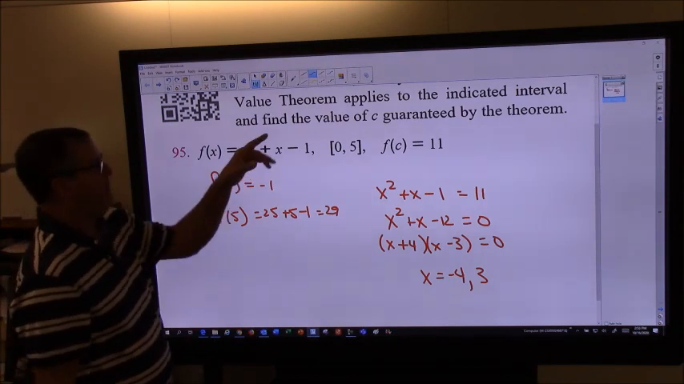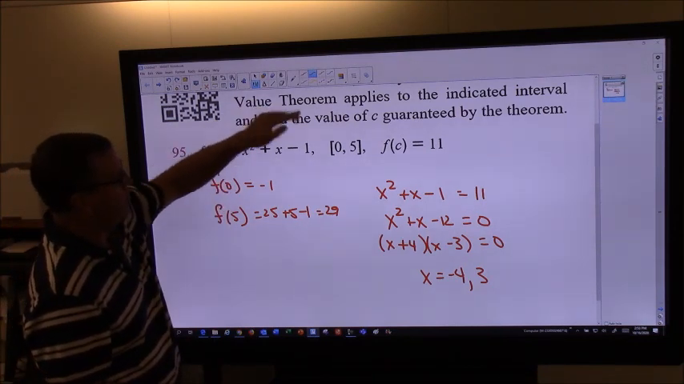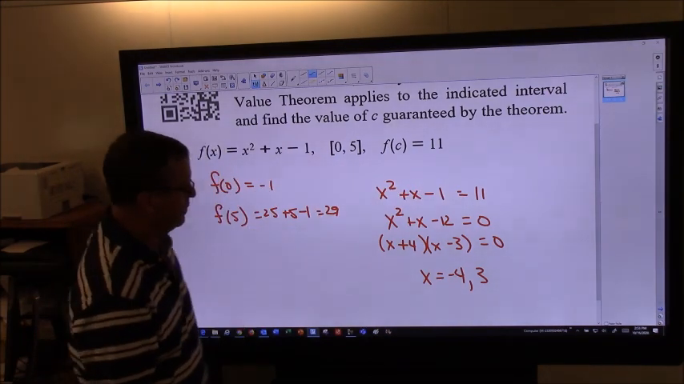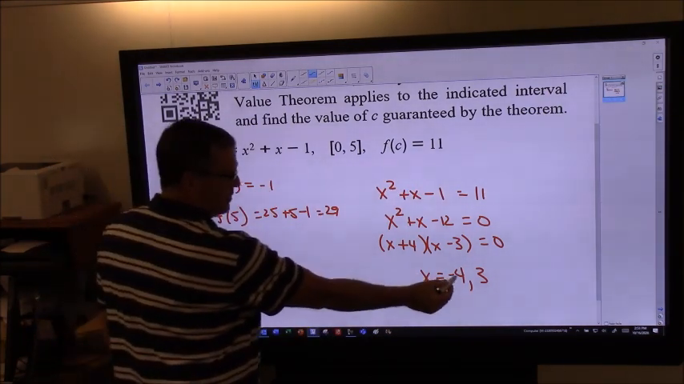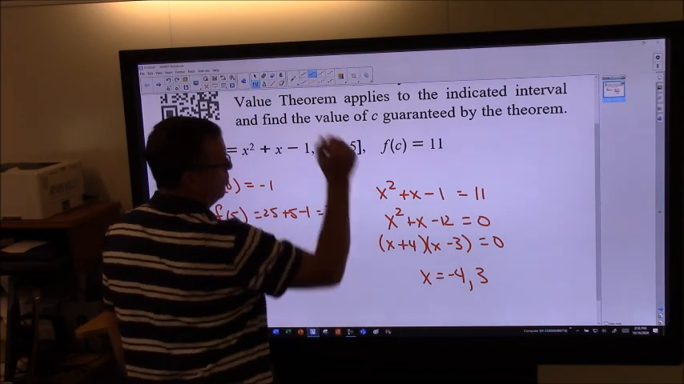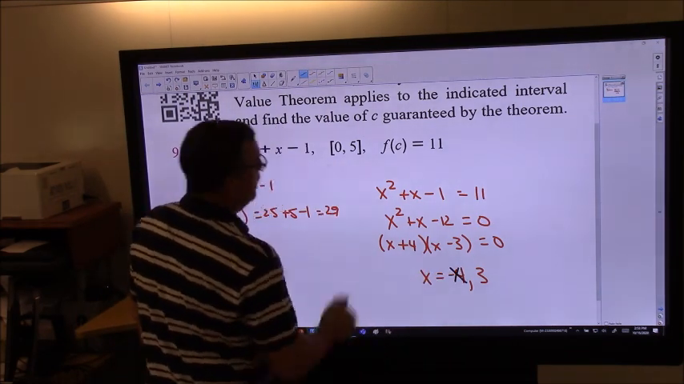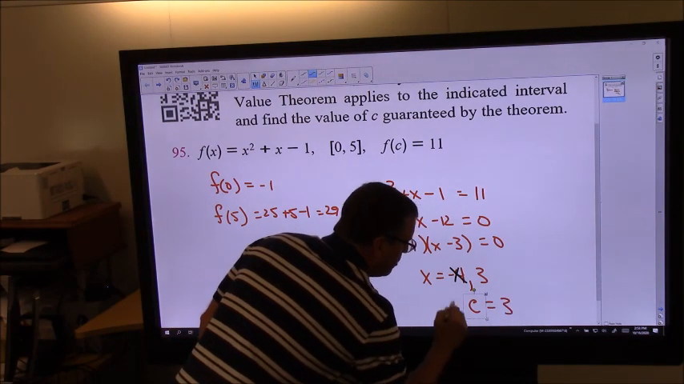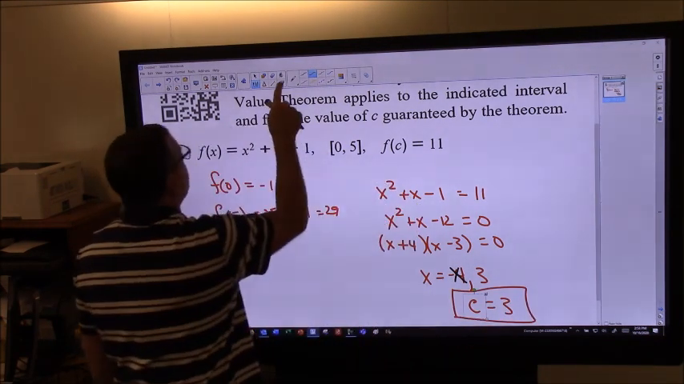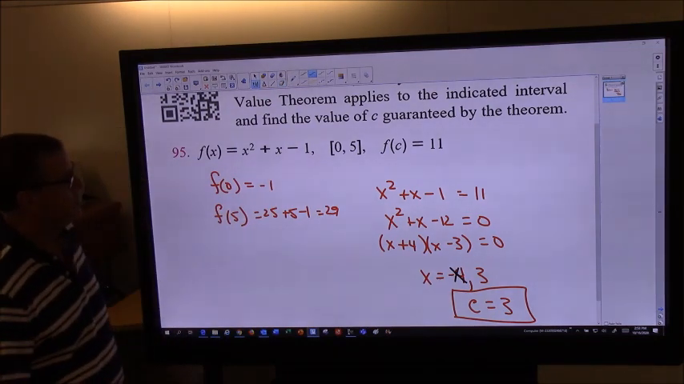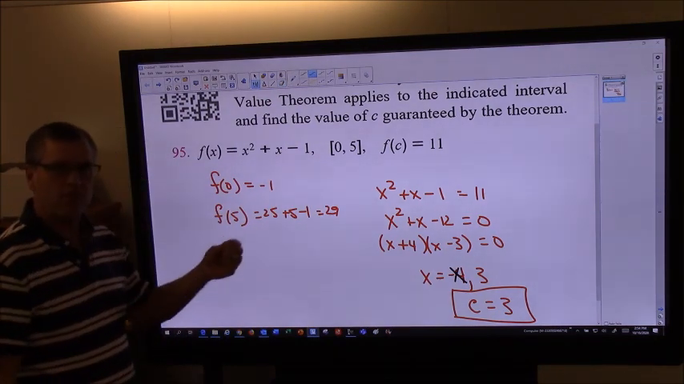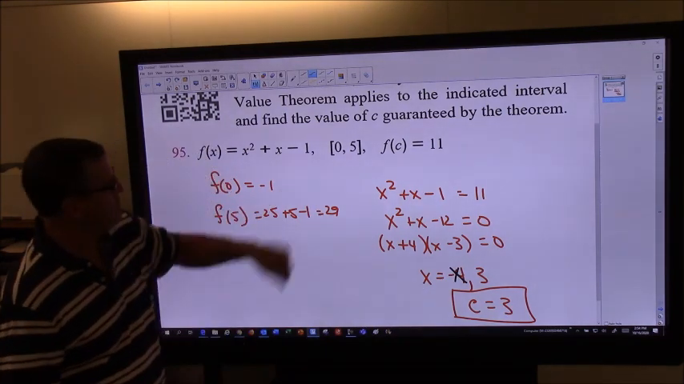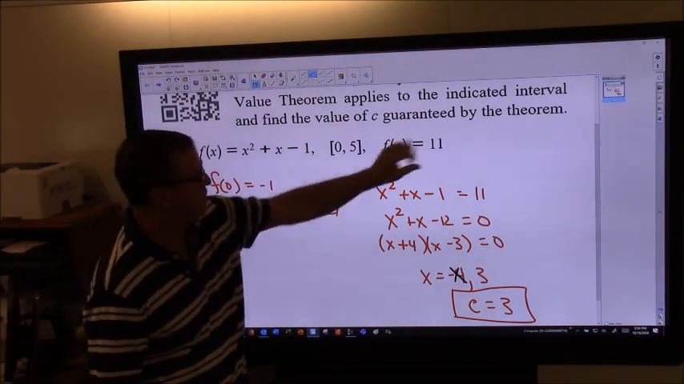And remember what we said is there's at least one value in the interval where this function is equal to 11. So this is not in the interval, right? So we need to throw this one out, and that means that our c value is 3. There it is. We've used the intermediate value theorem to verify that there is a c value in this interval where this function equals 11.